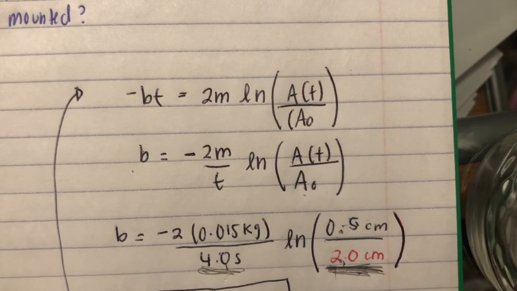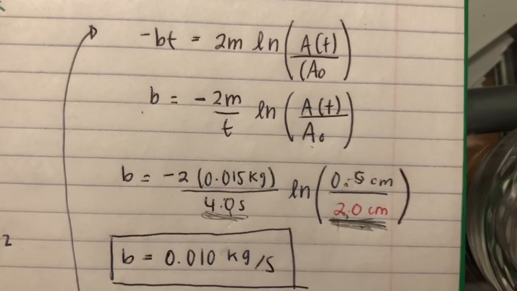And yeah. So once I plug everything in, I get that the damping constant is 0.010 kilograms per second. So our spring constant is about 9.5 newtons per meter, and our damping constant is 0.01 kilograms per second.